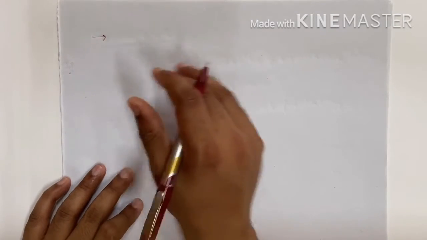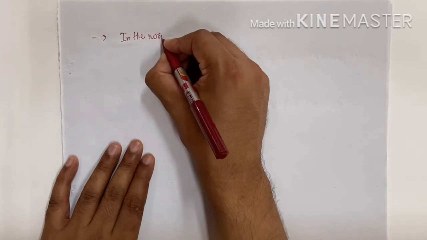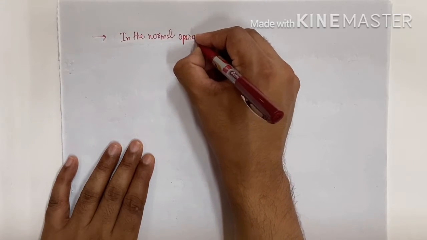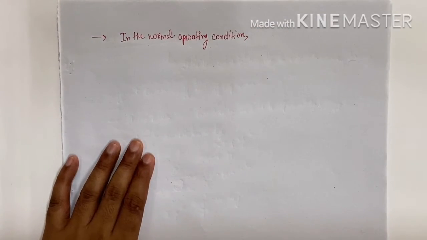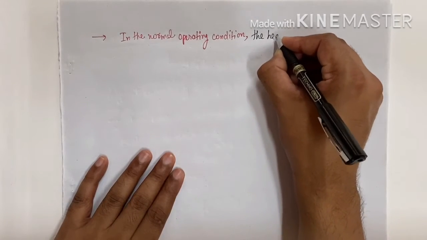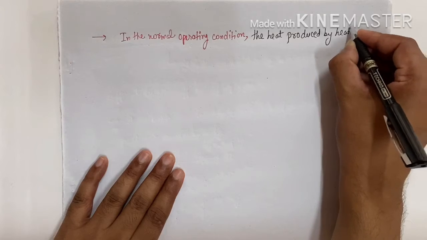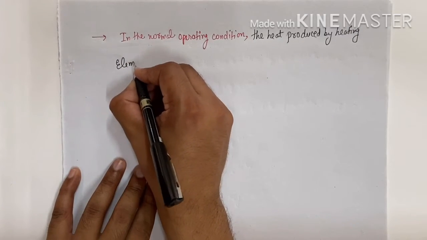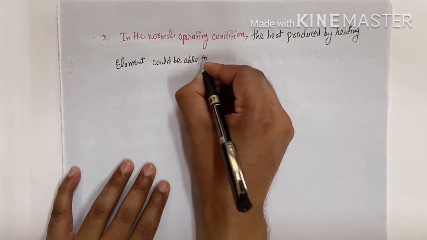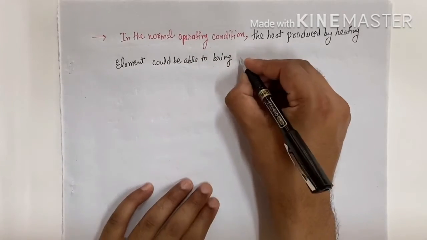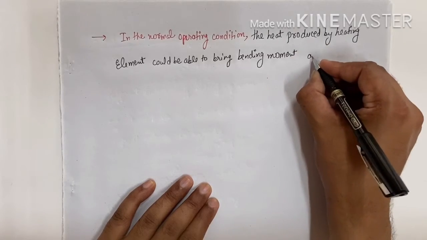So you have to write, in the normal operating condition the heat produced by the heating element could not be able to bring bending moment at the end.